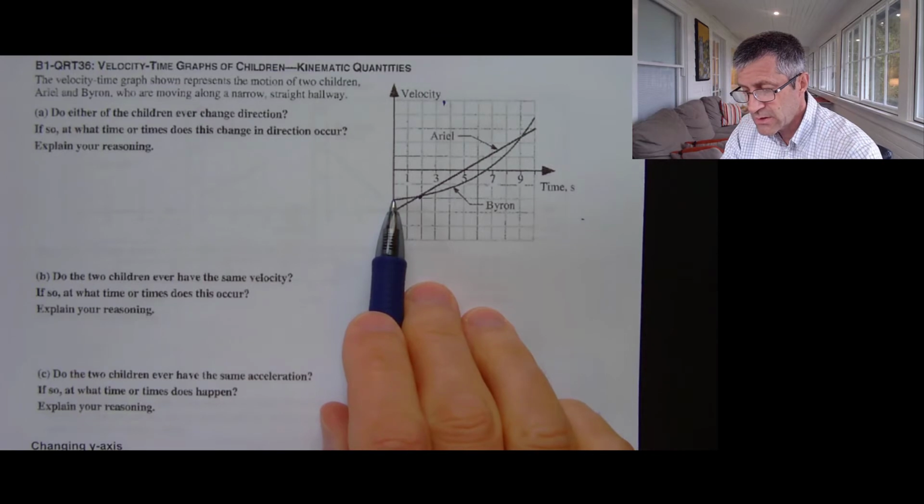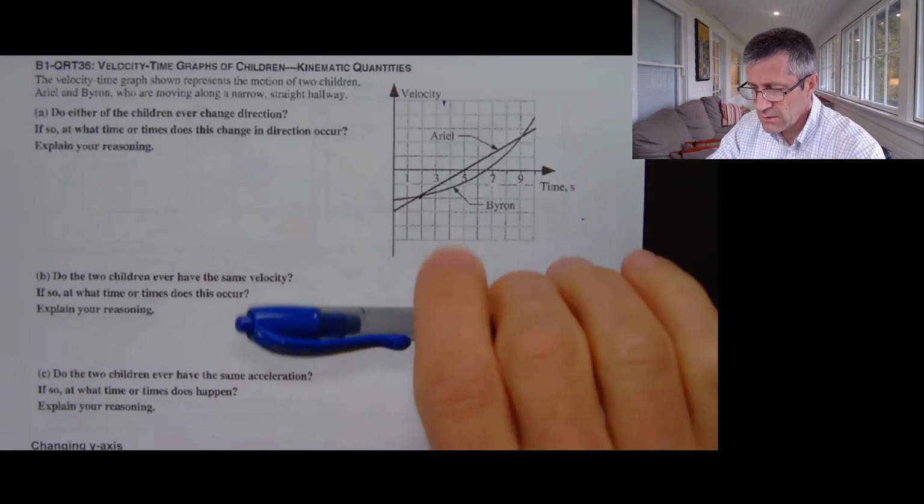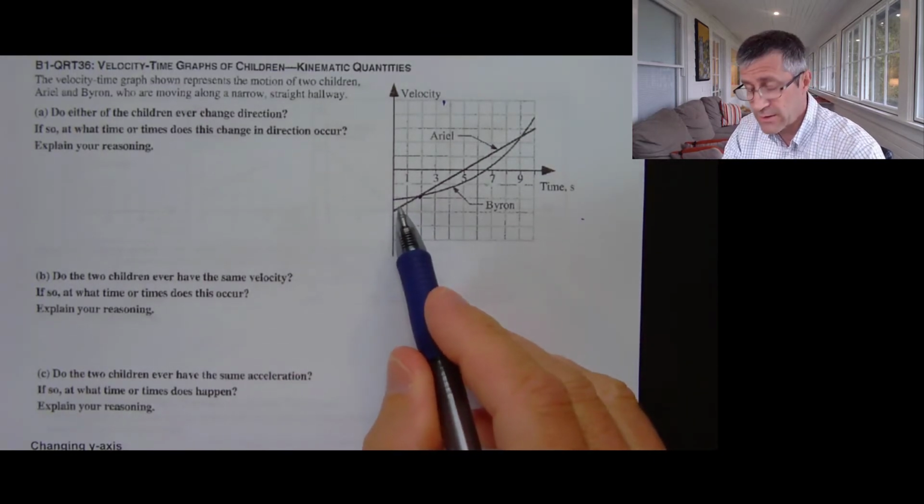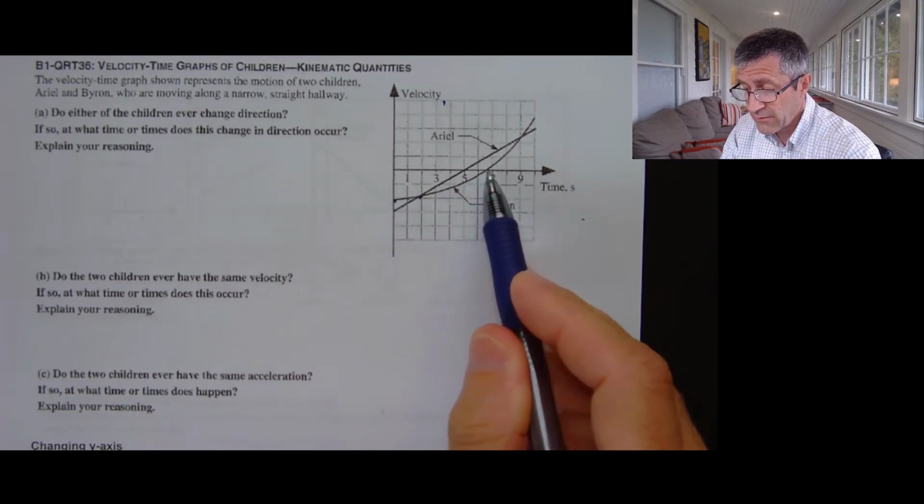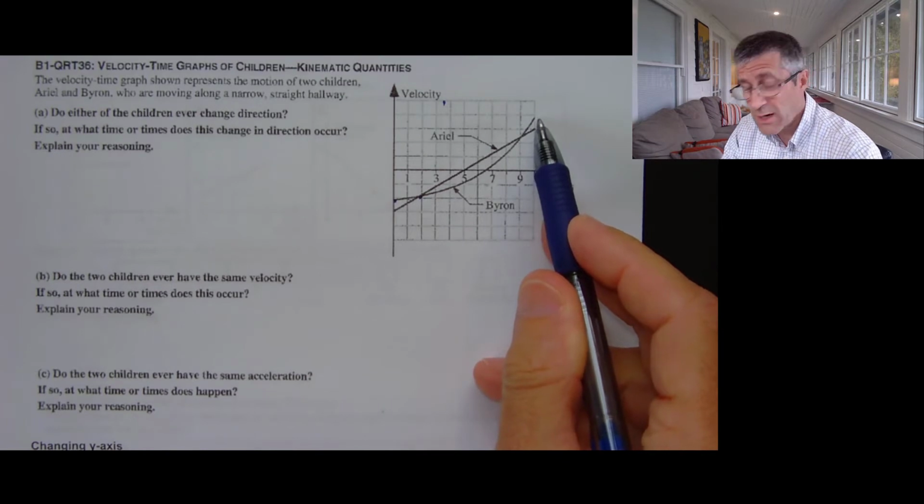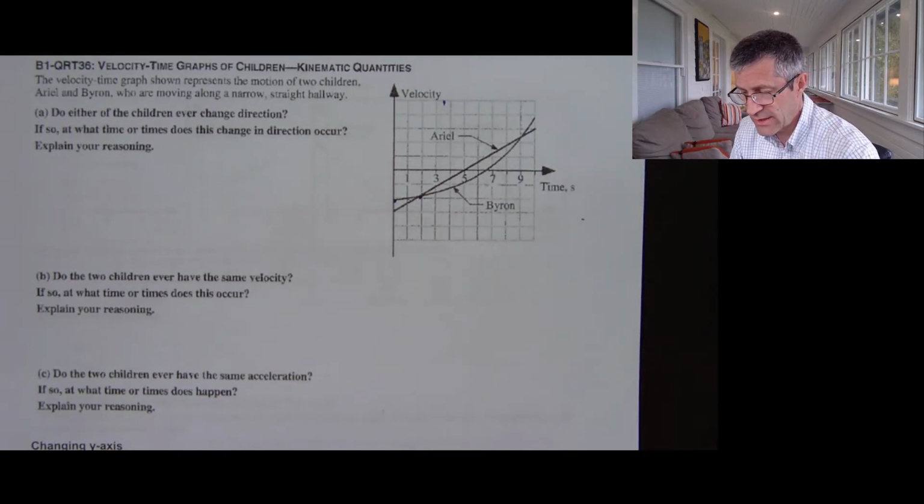Here, Byron starts out with very small velocity. Right? So I'm just reading this off the graph. I'm not taking the slopes. So it starts with small velocity, and that velocity increases, but is always positive, so he doesn't change direction either.